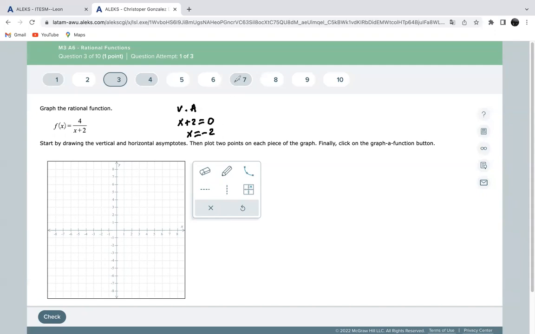So once you have the minus 2, we are going to sketch that vertical asymptote. So it's going to end up right there. Then we need to look for the horizontal asymptote.